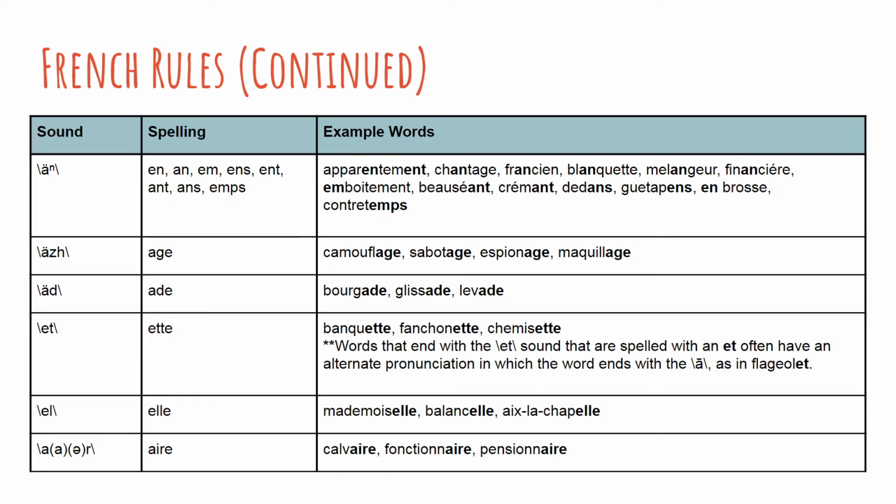Next we have the odd sound. The odd sound is going to be spelled A-D-E, as in bourgade, glissade, or levade.